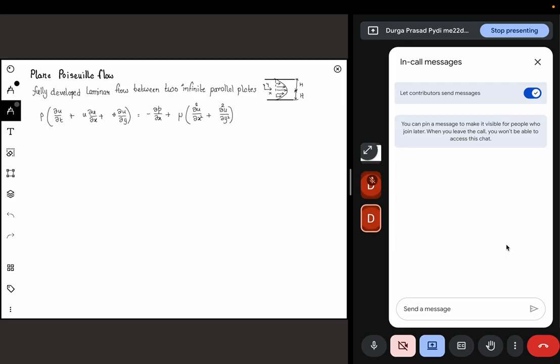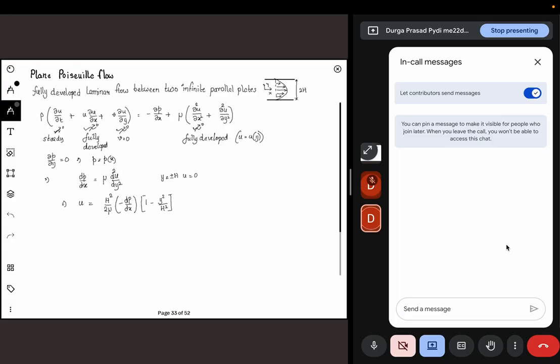So the simplest possible case that we can consider is between two infinite parallel plates. This is called the plane Poiseuille flow, where you take the equation and simplify it one by one. We assume steady, so this term will go off. In the fully developed case, this term will go off, and here v will be equal to 0, as we derived previously for a fully developed case. So all these terms are gone.